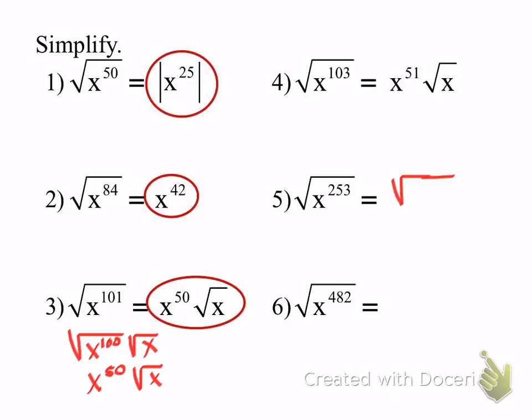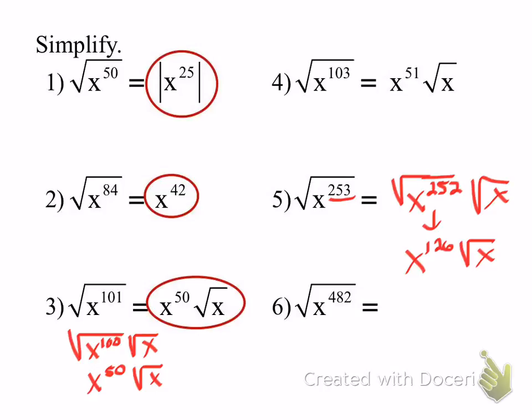What's the closest even number? X to the what? Closest even number. Yep, and the square root of that is x to the 62, times radical x. Then 1, 25, 26. Is that making sense?